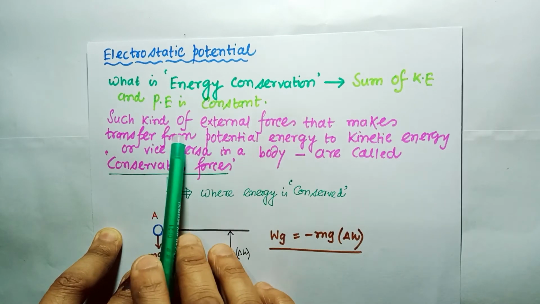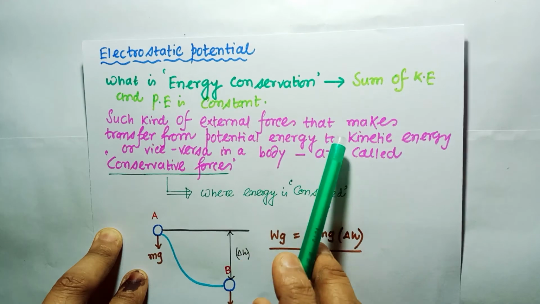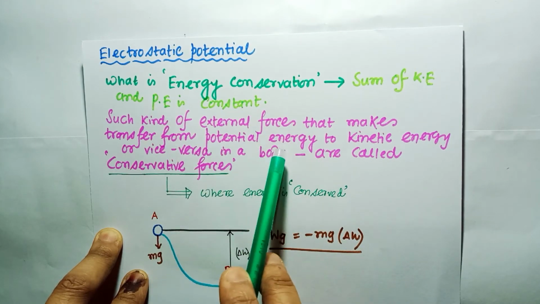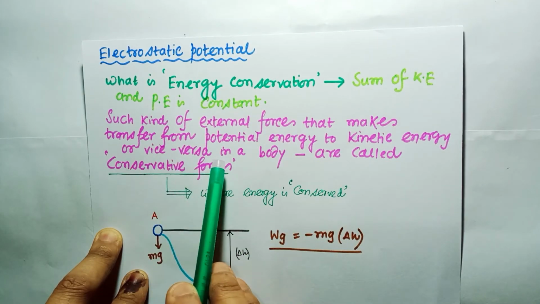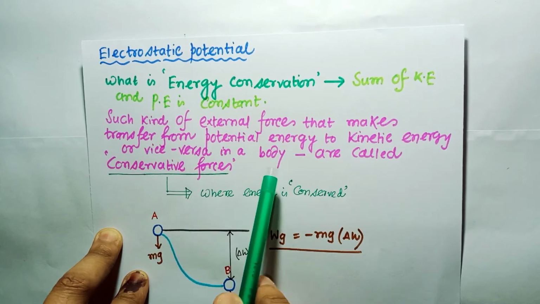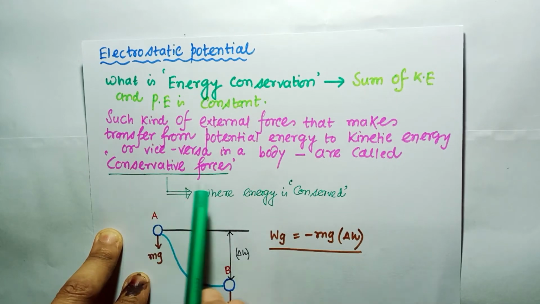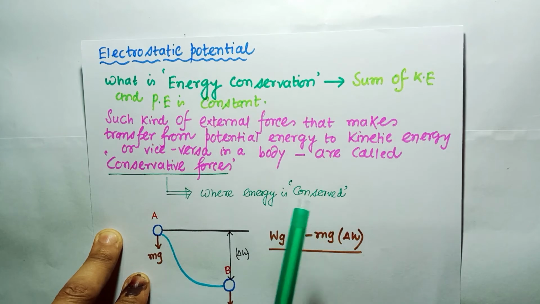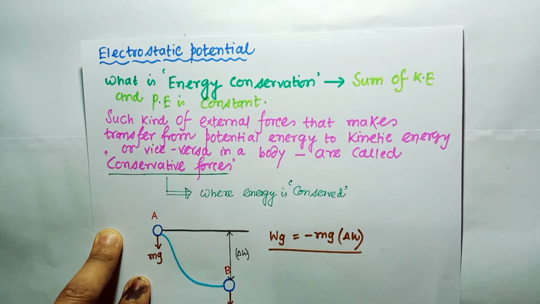So such kind of external forces that make transfer from potential energy to kinetic energy or vice versa in a body are called conservative forces. So conservative forces means where the energy is conserved. So what is this conservative force? We can say that the spring force and the gravitational forces are conservative in nature. I will discuss in my later videos that this kind of forces are conservative. So from the name we can get to know that the work done through such kind of forces conserves energy.